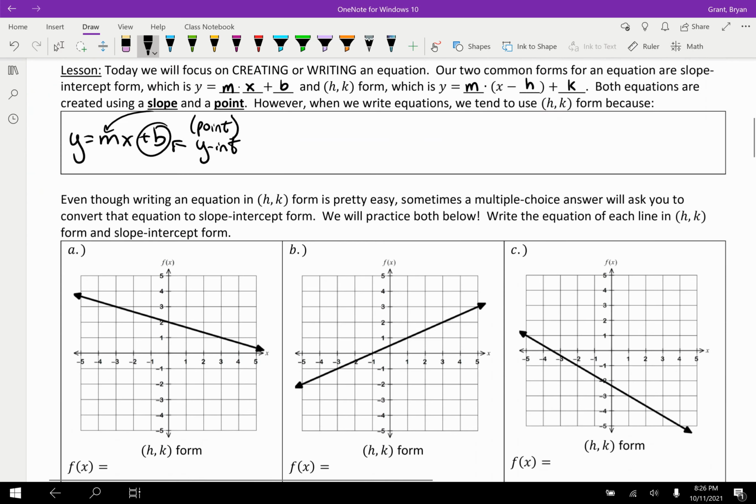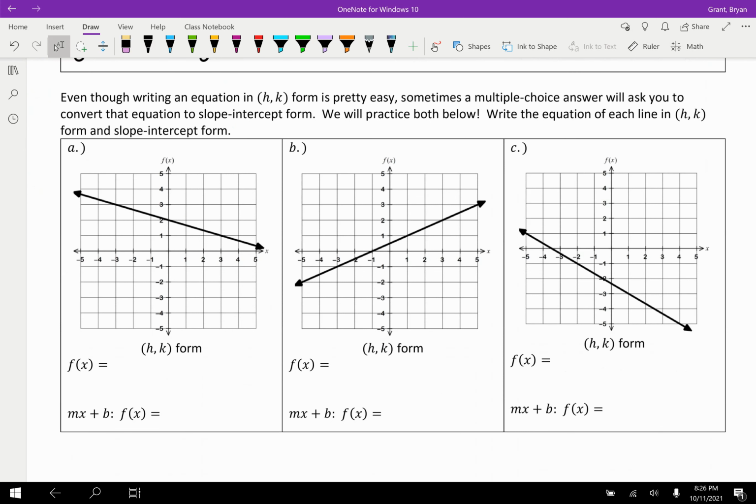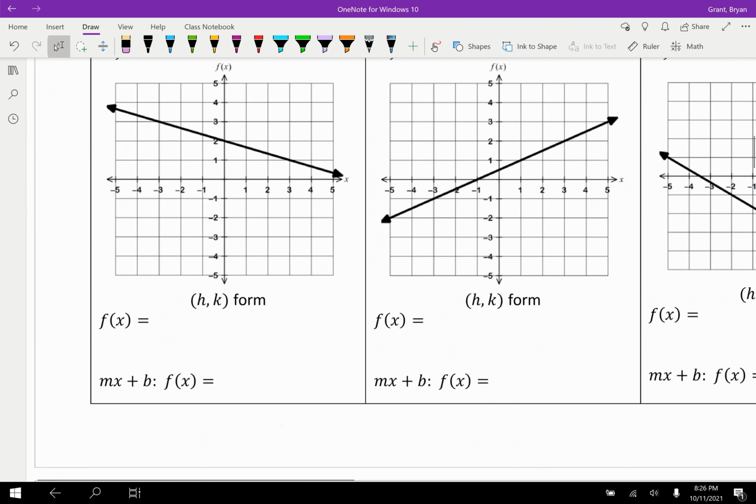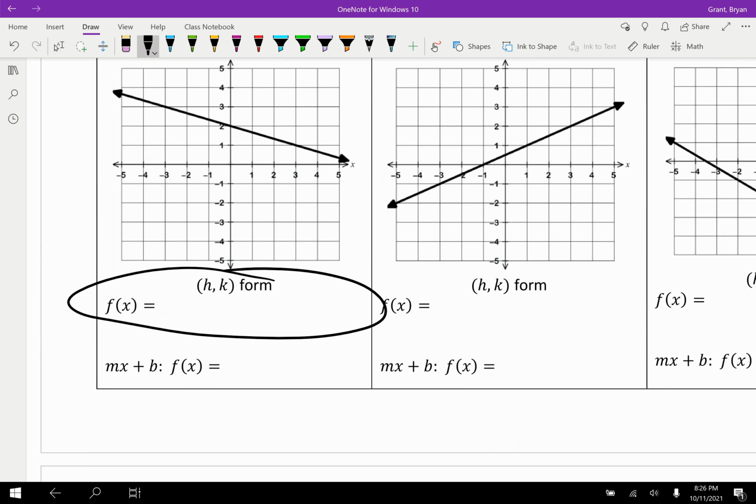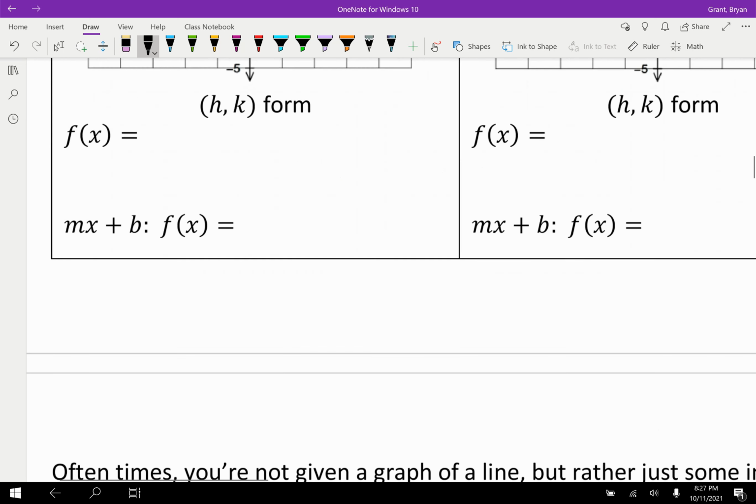So let's practice slope-intercept form really quickly, and then we'll come back to HK form. So jumping down, I have 3 lines down here. And we're going to quickly write these in mx plus b, in slope-intercept form. Okay, so this first space is for HK form. We're going to come back to that. Let's look at mx plus b first. So with mx plus b, I started with f of x. You could also do this with y, and I'll mirror this down below so you can see the similarities. y equals m times x plus b.